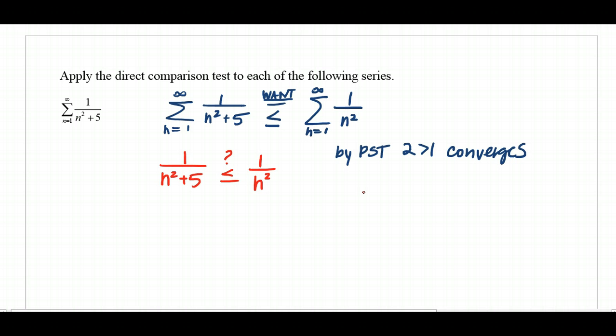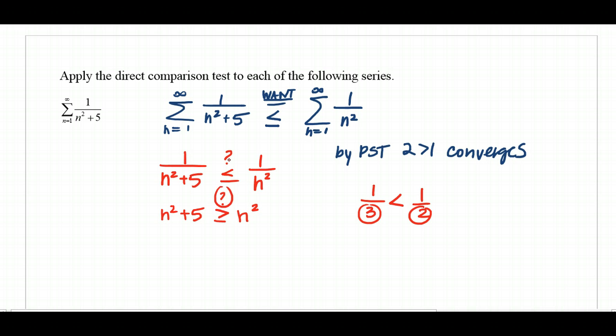So if I were to compare two fractions, and I'll just write any two fractions with the numerator of 1. So if I have 1 over 3 and 1 over 2, well, 1 over 3 is less than 1 over 2 because 3 is bigger than 2. So in other words, instead of wanting to figure out whether 1 over n squared plus 5 is less than or equal to 1 over n squared, what I really want is I want n squared plus 5, the denominator of this fraction, I need that denominator to be greater than or equal to n squared.